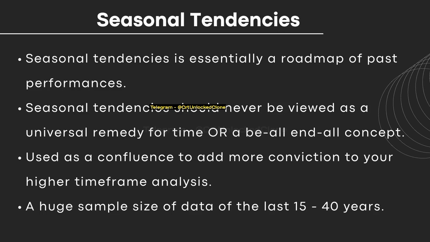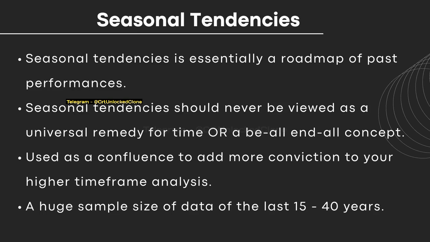In the same manner with seasonal tendency, we've found out that there are certain times of the year, called seasons, where price follows a specific rhythm or theme, right? Which means that at specific times of the year, price consistently shows that it either forms bearish price action or bullish price action, or it follows a definite trend.